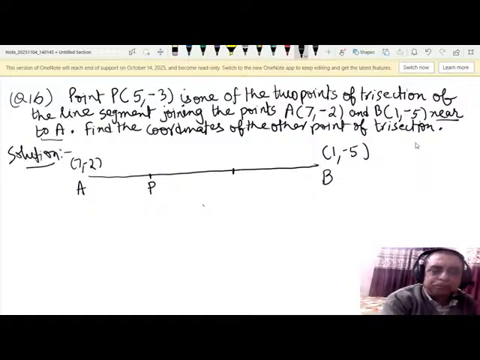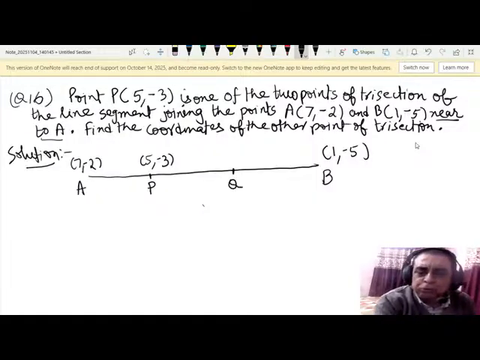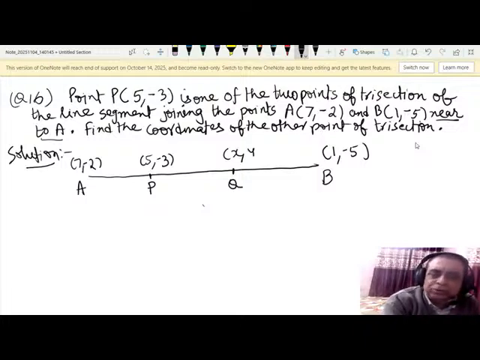The point P coordinates are given, it is 5 comma minus 3. The coordinate of the other point of trisection is to be found out. Let us call it Q. This next point, which is trisecting AB, we are calling by the letter Q. Let its coordinates be x and y. So we have to find the values of x and y.